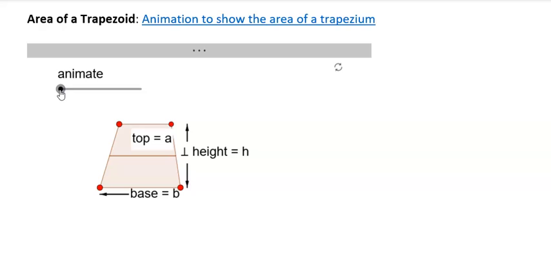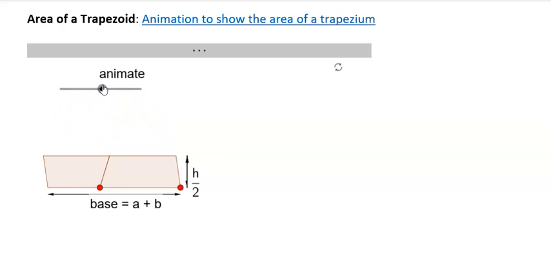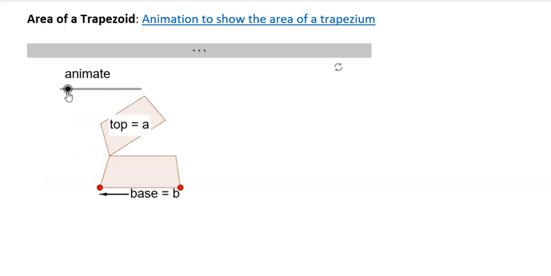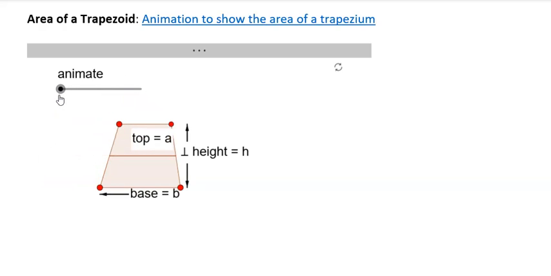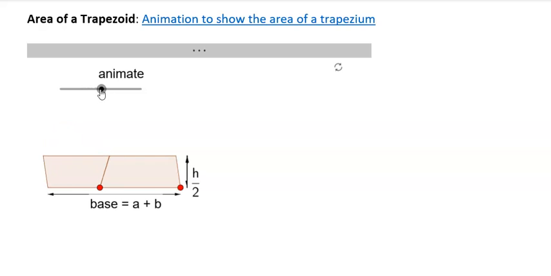All right, so watch this. If you take the top and you flip it over, you get a new base of A plus B. Now you get a parallelogram. And this height right here is 1/2 of the original h. So I'll go back to that. 1/2. So here's the height. You split it in half and you bring it over. Now you've got a parallelogram.